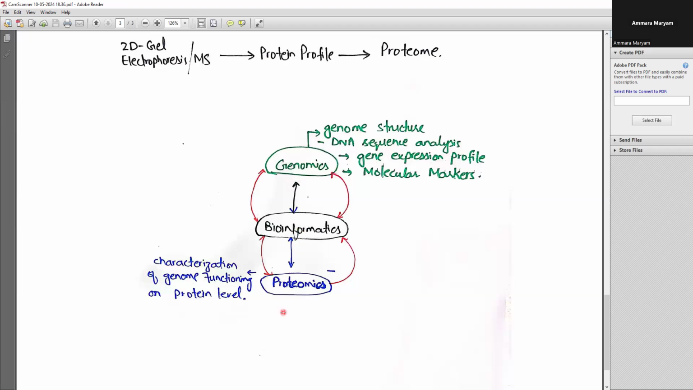In proteomics basically क्या होता है कि जो proteomics है, that is the characterization of the genome functioning on the protein level. What does that mean? कि these proteomes जो हैं, they can be studied using the knowledge of the genomes. First of all, we have knowledge of the genomes. जब तक हमारे पास genome की information नहीं होगी, how can we study the proteome?